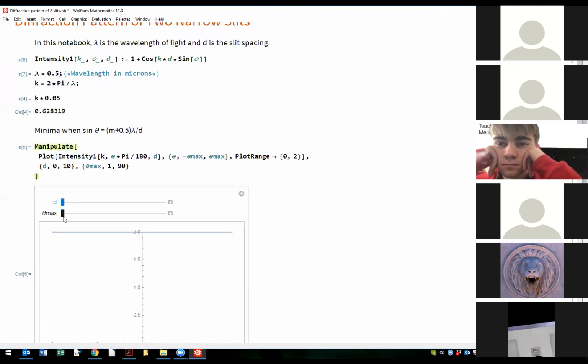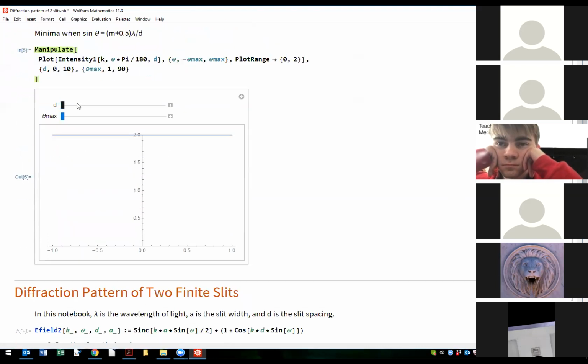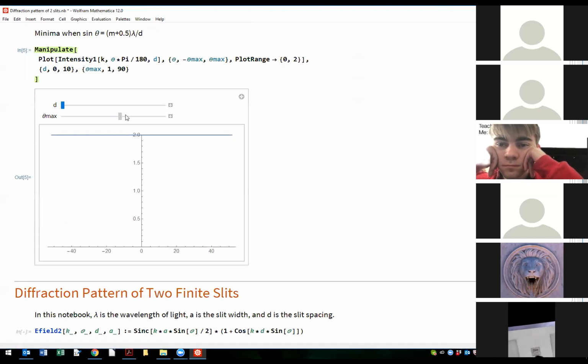All right, so now let's look at that. What we're plotting here is intensity versus angle. And I'm controlling what range of angles. So right now I've got the spacing of the slits at 0. So no matter what angle I look at, I'm not seeing anything.